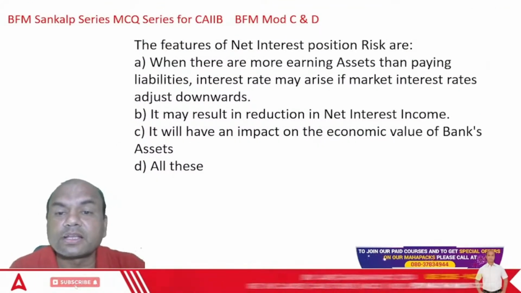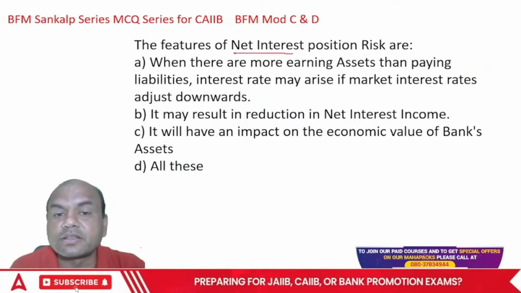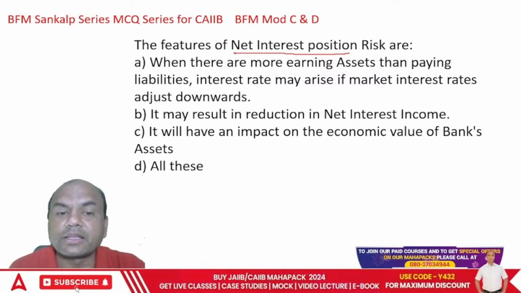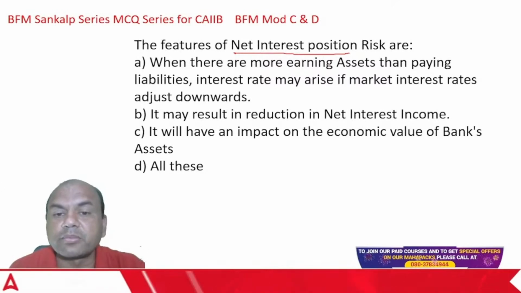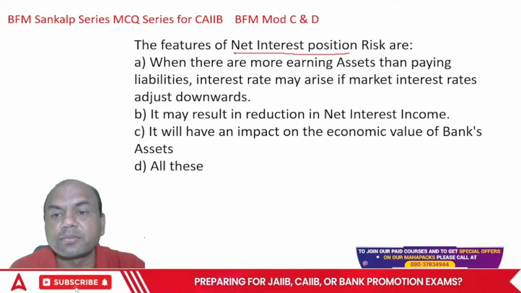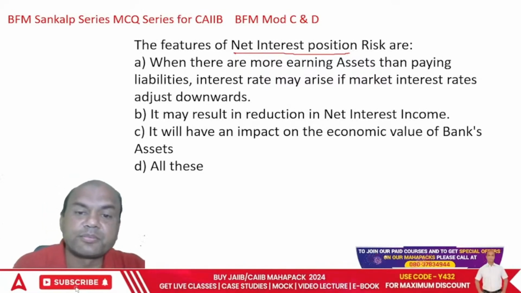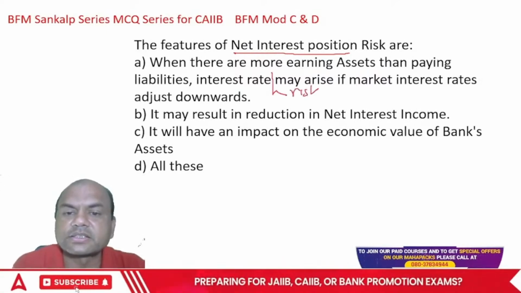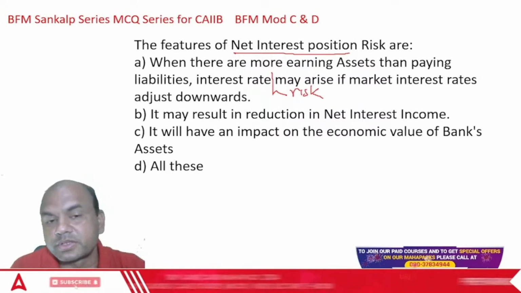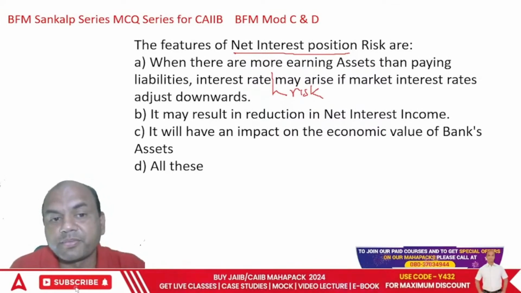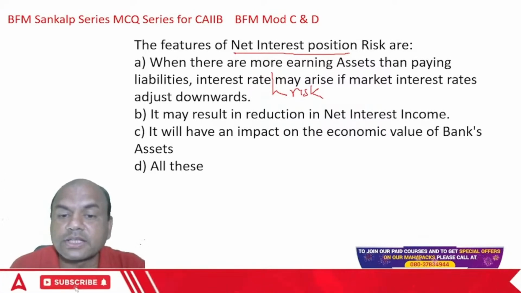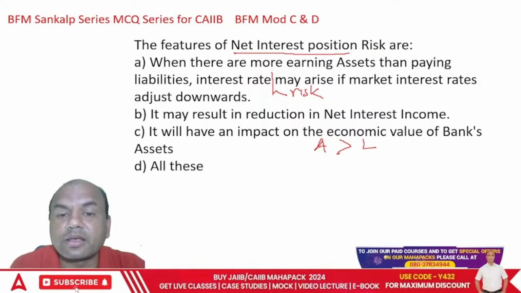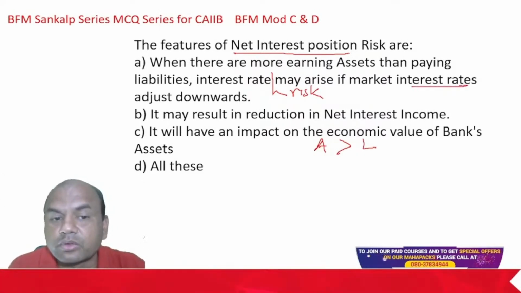The features of net interest position of the risk curve. Net interest position, what are the features of this? When there are more earning assets than paying liabilities, interest rate risk may arise if the market interest rate adjusts downwards. So assets are more than liabilities. Then interest rate risk may arise if the market interest rate moves down.